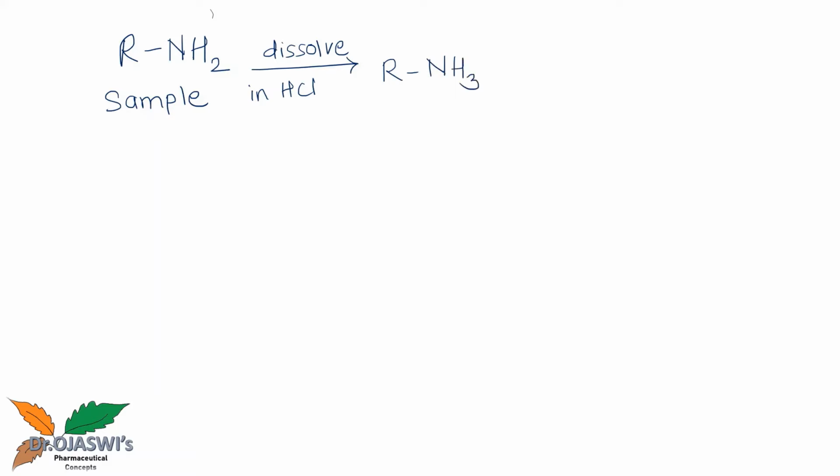Now let us assume that I have a sample of many components, and among those components RNH2 is one. When we add an acid like HCl to such a sample, components like RNH2 will get ionized. Now this sample in which ions have been formed will be injected into the column, and for further separation we have to keep on adding mobile phase.